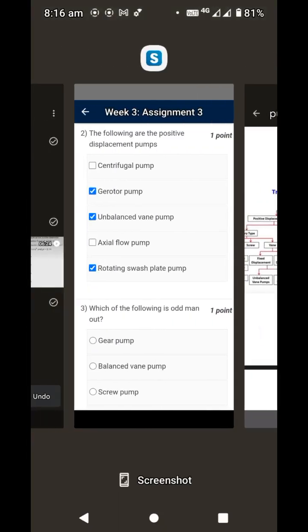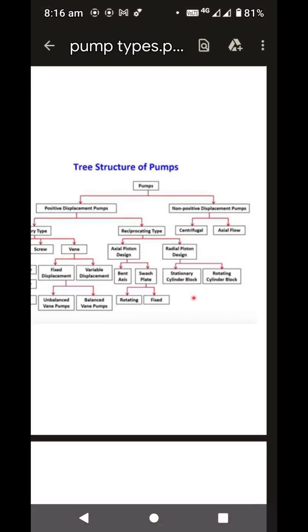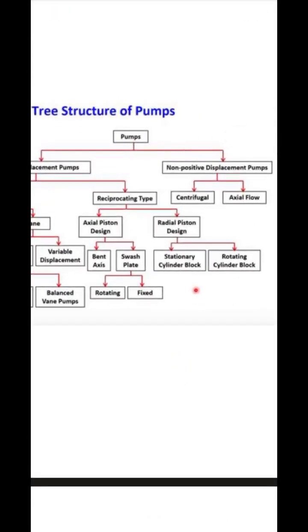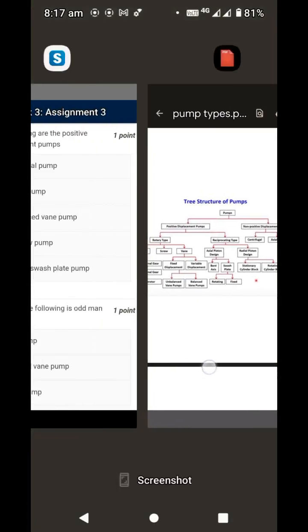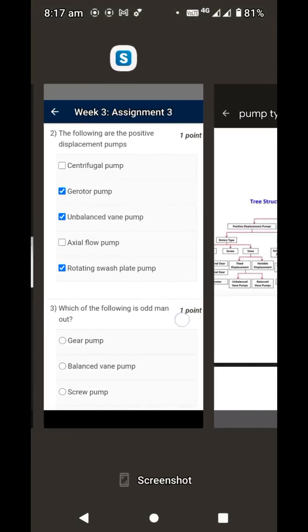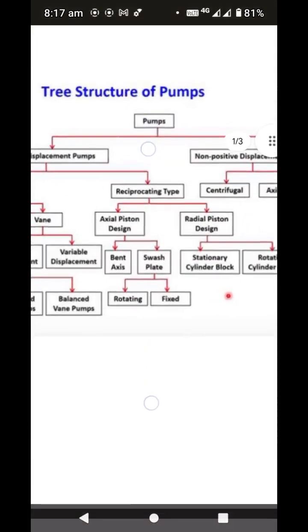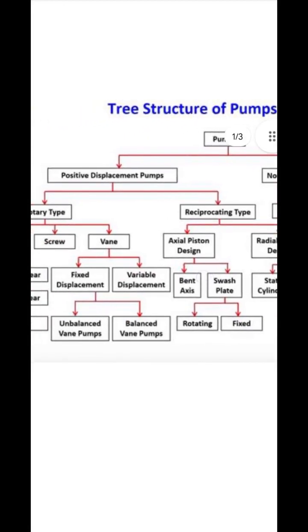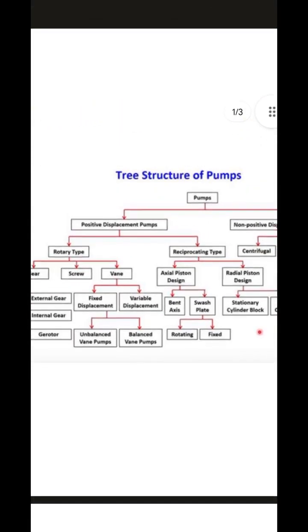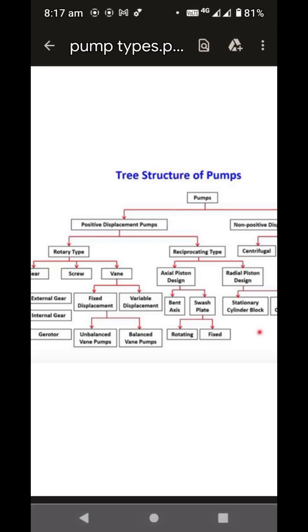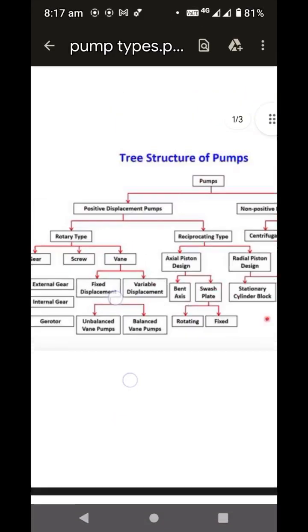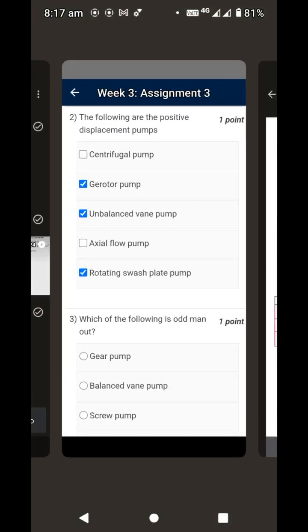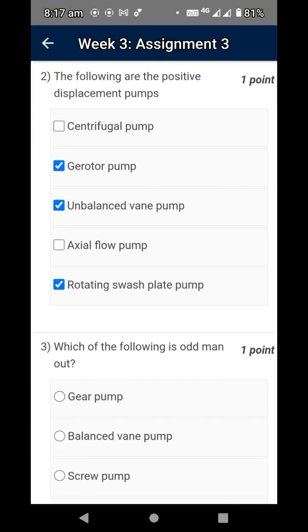The question is asking for positive displacement pumps. So centrifugal pump is wrong. The similar case is the axial flow pump. Check out that centrifugal and axial flow are non-positive displacement pumps, so that is also wrong. And then vane pump and swash plate pump. Check out here. Swash plate pump comes under the positive category and vane pump comes under the positive category. Vane pump has two different types, balanced and unbalanced. So based on this, options 2, 3 and 5 are correct.